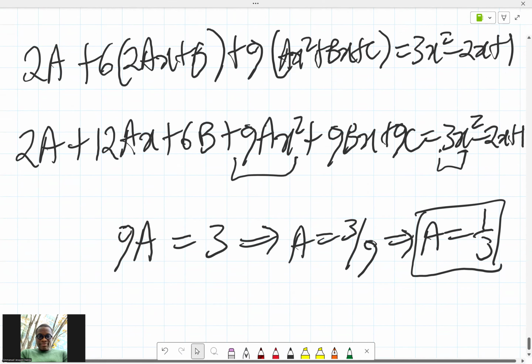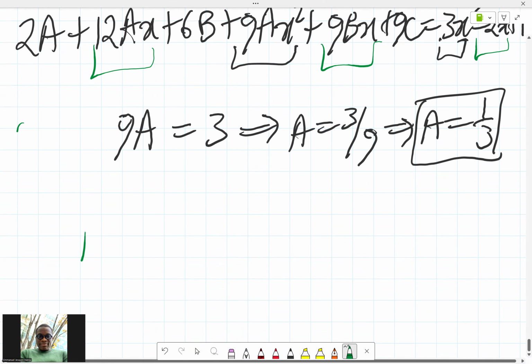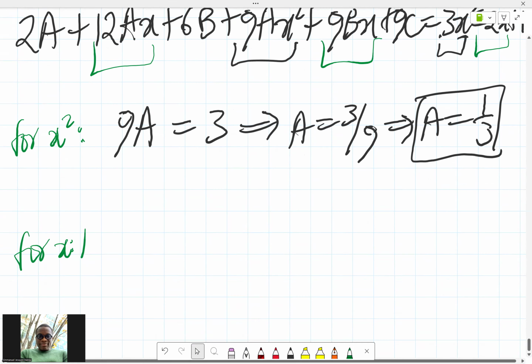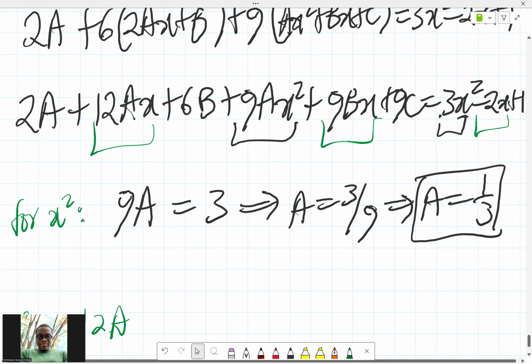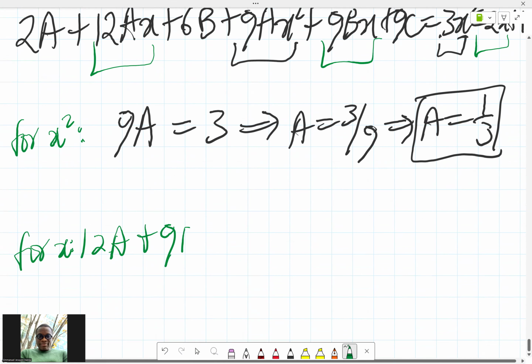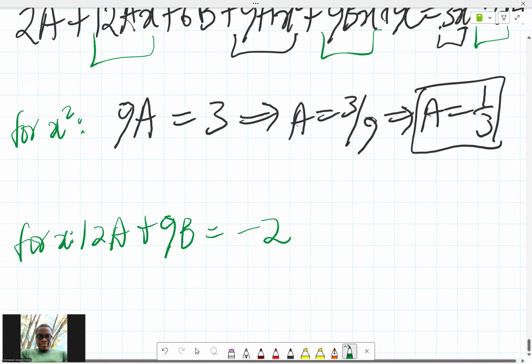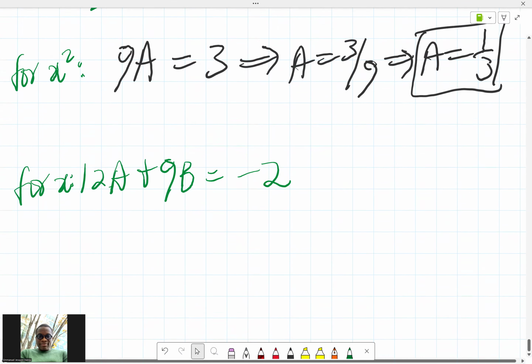Imagine if we look at x. So we have 12ax, we have 9bx, and that is equal to minus 2x. So for x now, it means we have 12a plus 9b is equal to, and the x on the other side is minus 2. So we can compare them like that, all right? So that means that, thankfully, we have a already.